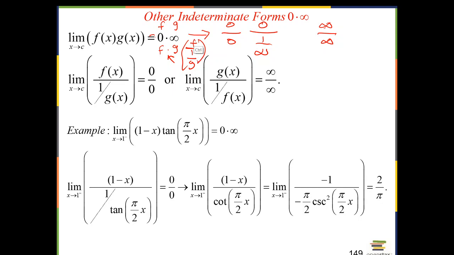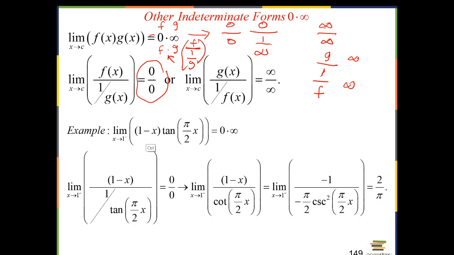Because this complex fraction, f times g, a number times a number, is the same as the number divided by the reciprocal, right? So now what does that do? Well, that makes it 0 over 0. Or you can keep the infinity in the numerator, so keep the g in the numerator and make the f go 1 over f in the denominator. Now you have infinity over infinity because 1 over 0 is infinity. Either way, you can convert 0 times infinity to 0 over 0 or infinity over infinity. You can stick to one of them and continue with that.